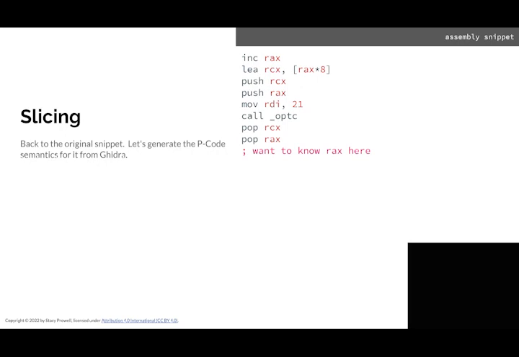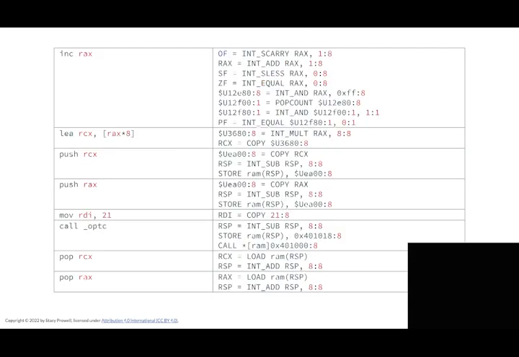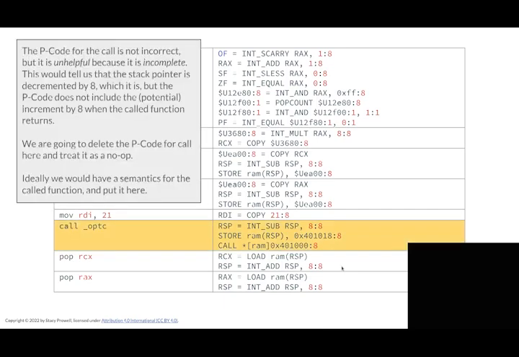Or go back to the original program. Let's generate the P code for this using Ghidra. And when we do that, we wind up with this. So inc.rax has this P code, LEA push, so on down the line. One thing to take a look at here is the call _opt-C. And so we have a semantics for it here. All right, let's highlight that.